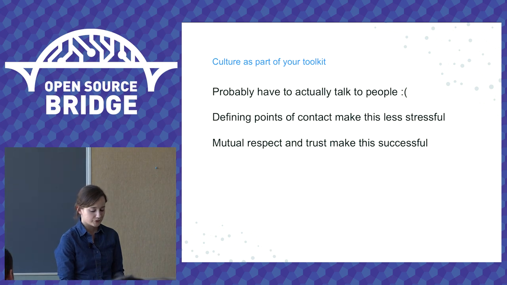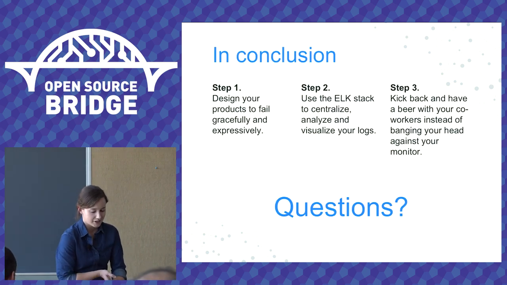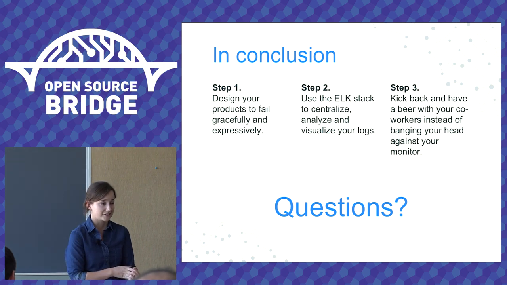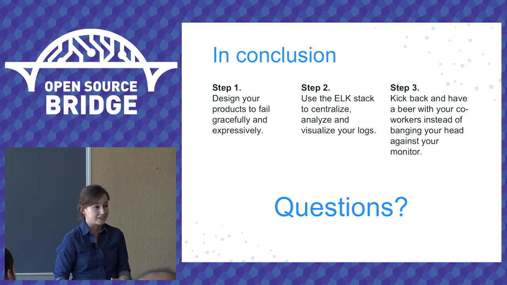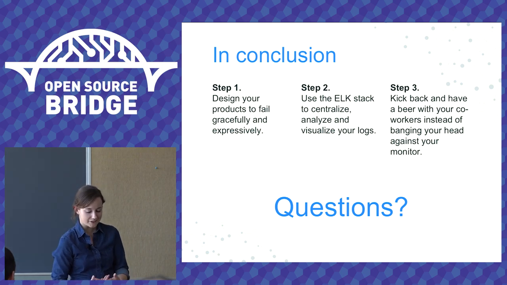And of course, mutual respect and trust within teams makes it not only a lot less painful to deal with these problems as they crop up, but it also makes it more successful and occasionally kind of fun to try and figure out exactly what's going on. So in conclusion, you should design your products to fail gracefully and expressively. You can use the ELK stack to centralize, analyze, and visualize your logs. And then because this is all working so successfully, you can kick back and have a beer with your coworkers instead of banging your head against your monitor.